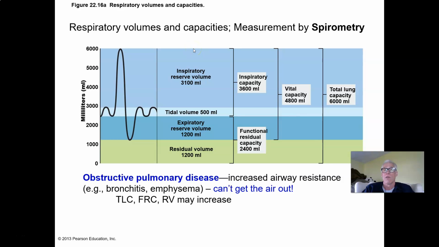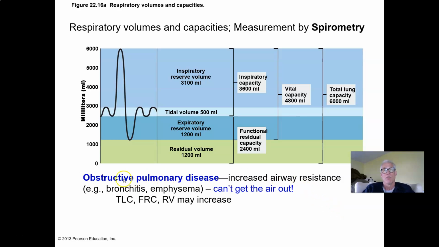Okay, another thing I want to introduce is a term called the vital capacity. That's the total volume of air that you can control voluntarily. In other words, if you inspire all the air you can possibly inspire, a maximal inspiration, and then you expire all the air you can possibly push out, that total volume from maximal inspiration to maximal expiration is called the vital capacity. It's the sum of inspiratory reserve volume plus tidal volume plus expiratory reserve volume. And we'll use that in a diagnostic evaluation of lung function.